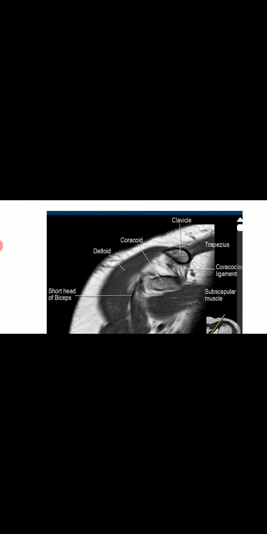Coming to the coronal view, we will be concentrating on the first picture. We are going from the front to the back. The first will be the clavicle, and the inferior bony prominence will be the coracoid. There is a ligament between the clavicle and the coracoid, the coracoclavicular ligament. The muscle which runs anteriorly, traversing the anterior surface of the glenoid into the LT, is the subscapularis muscle. And over this muscle are the anterior fibers of the deltoid.